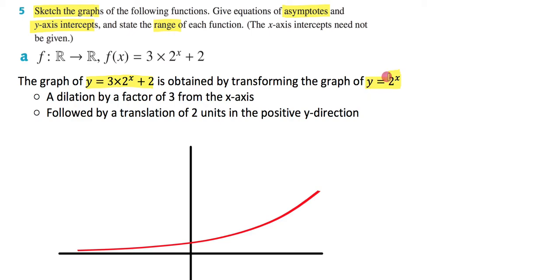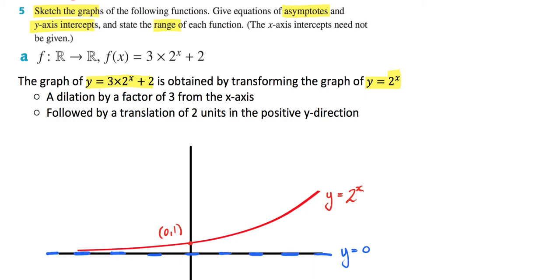So let's now consider what our parent graph looks like. I've drawn down here y equals 2 raised to the power of x. Now, what are two key features that we know about all exponential graphs in this form? The first one is that they all share the same y-intercept, which is (0, 1). The other thing is that they have the same asymptote, y equals 0. Right here, I'm drawing it in. This is y equals 0. Perfect. So this is what we're starting with, and now we're applying some transformations.